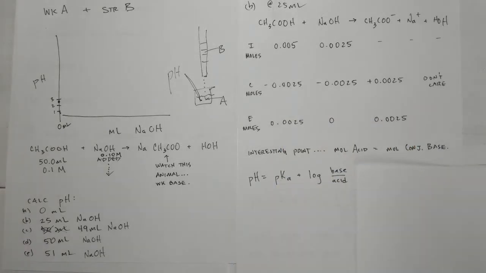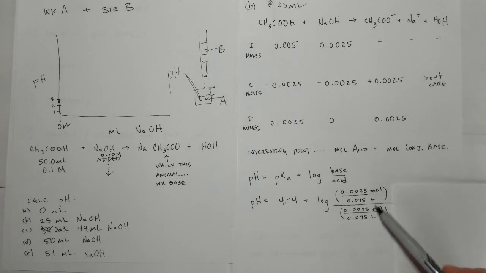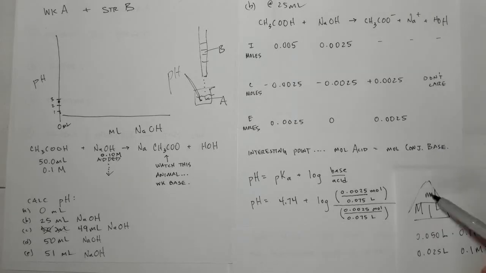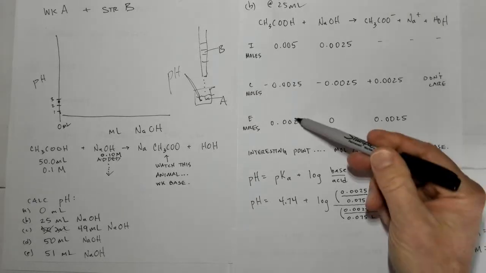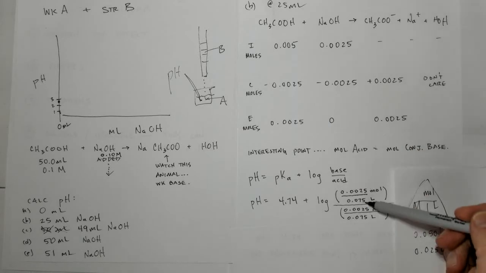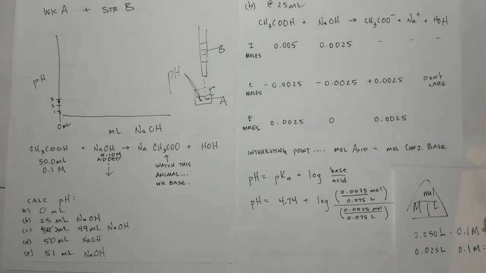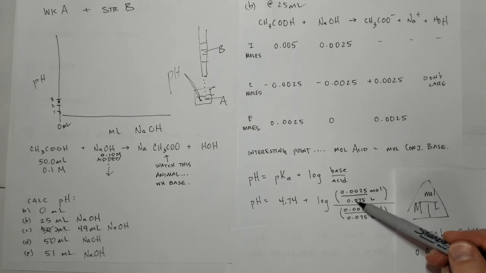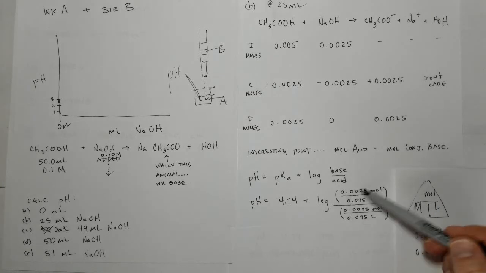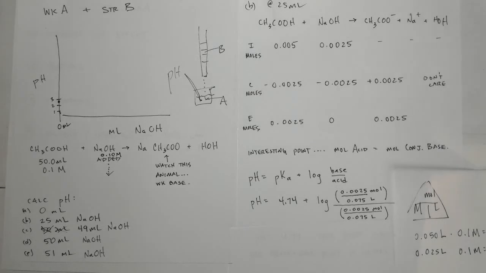So plugging these in, the negative logarithm of the 1.8 times 10 to the negative fifth ends up being 4.74 plus the log of the base concentration over the acid concentration. So concentration, remember, is equal to moles divided by liters. So here's my moles of my base divided by my liters, moles of my acid divided by the liters. And then you'll notice that these liters actually cancel out with one another, and the top and the bottom completely cancel out with each other, which leads to 2 observations for the future that makes problems go faster.